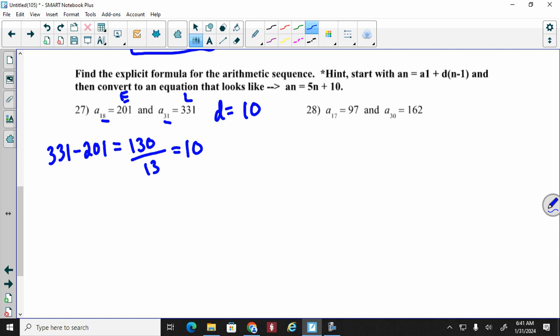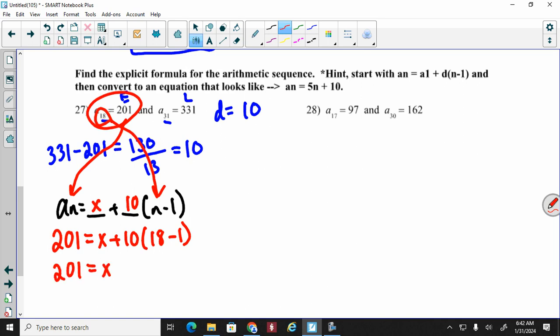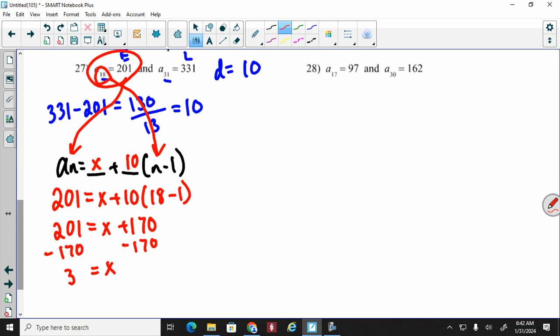All right. So I'm doing all this blind, so I'm hoping that works. I think that's 10. A of n is equal to something plus something, because now I got to find my first term. All right. I just found my common difference to be 10. I got to put x for my first term. I'm going to choose 201 because it's the smaller numbers, and I just like working with smaller numbers. 201 is equal to x plus 10 times 18 minus 1. All right, 18 minus 1 is 17. So 201 is equal to x plus 170. Subtract 170. Subtract 170. My first term is now x is equal to 31.